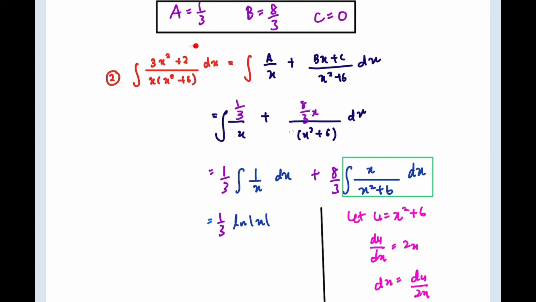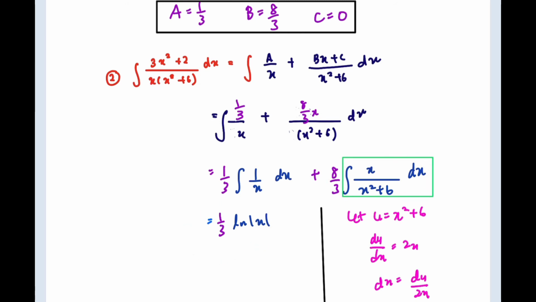So this is the question. This is the new question. So let's fill in our A is 1 over 3. Let's fill in our B is 8 over 3, x, and plus C is 0. Okay, so now we are ready to integrate. Let's split this first. Constant, take it outside, 1 over 3, integrate 1 over x dx. And for the second one, 8 over 3, take it out, integrate x over x squared plus 6 dx. So let's do this one first. This is very easy. Integrate 1 over x is just ln modulus x. And keep this first.